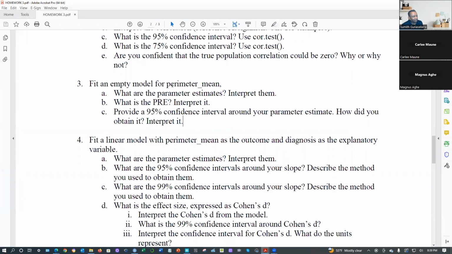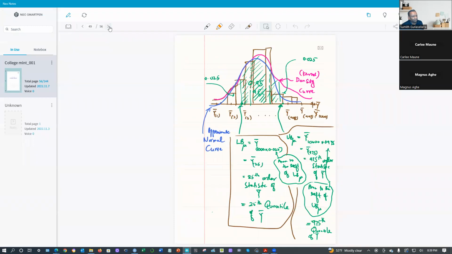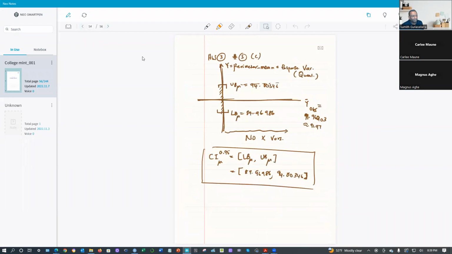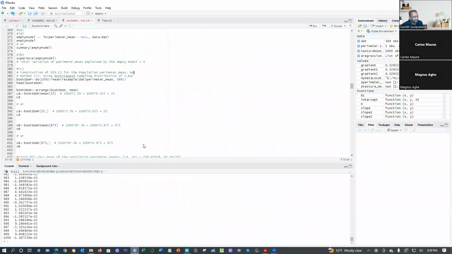Fit an empty model for the perimeter mean. This picture you can see clearly. Perimeter mean has been explained by the empty model. So for that one, I'm constructing a confidence interval. Perimeter mean estimate is the y bar obs. We know that one. You can get it easily. It's not a big deal. So I'm interested in the confidence interval.